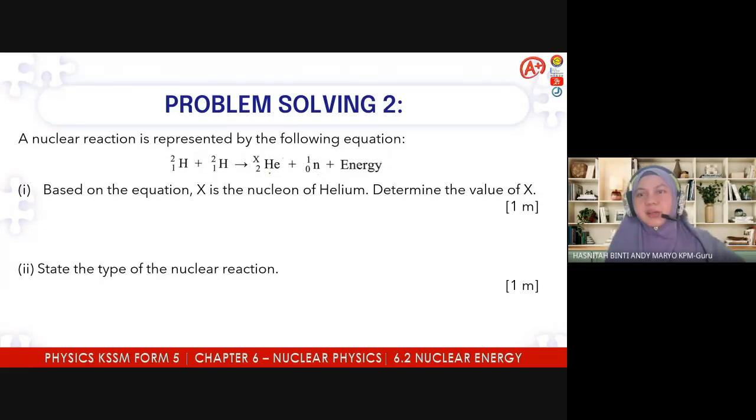Yeah, very good. Nuclear fusion. Fusion has a single S, Jai. Nuclear fusion, single S. Fusion. Fission is double S.